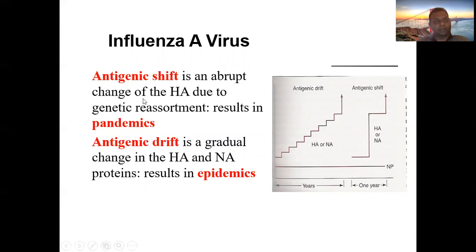Antigenic shift is an abrupt change of HA, hemagglutinin, due to genetic reassortment, and results in a pandemic. But antigenic drift is a gradual change in HA and NA proteins and results in an epidemic. Drift is often point mutations, but shift is a larger variety. It leads to novel HN combinations leading to a pandemic with intercontinental spread, like corona nowadays. Influenza also, in history, there have been a lot of pandemics and epidemics.